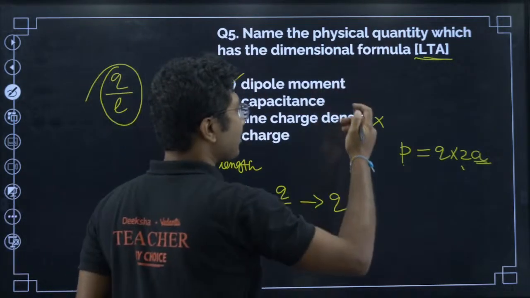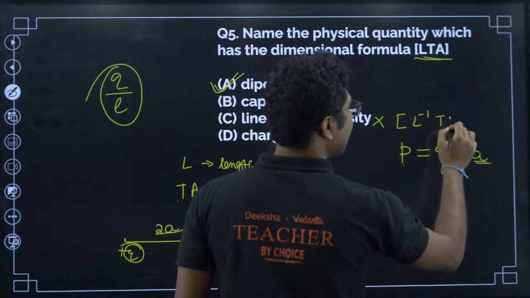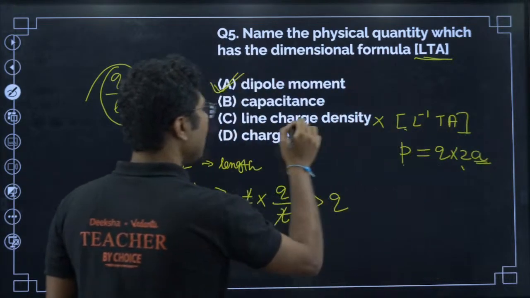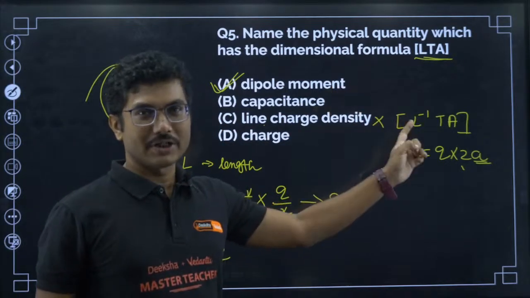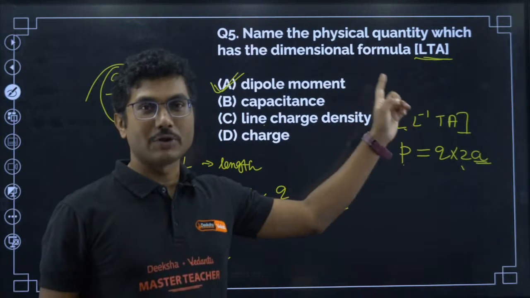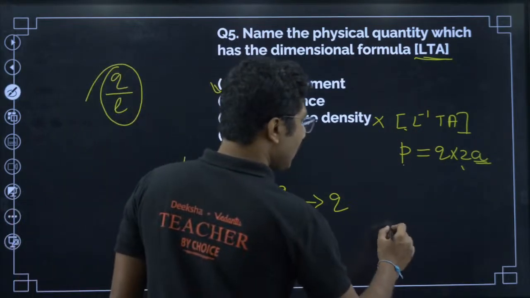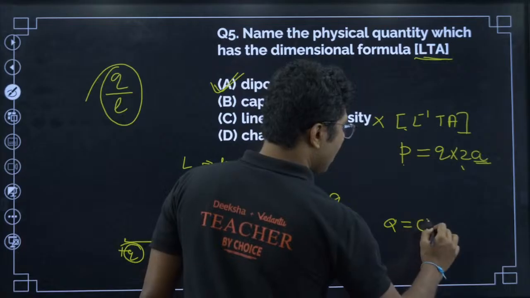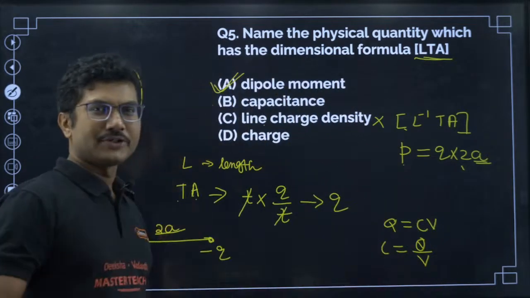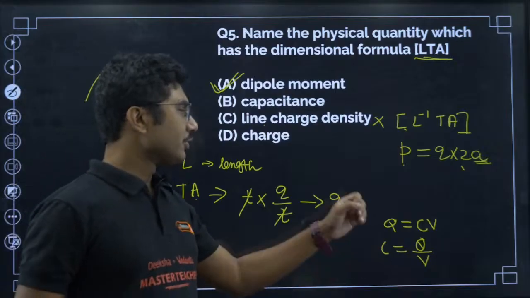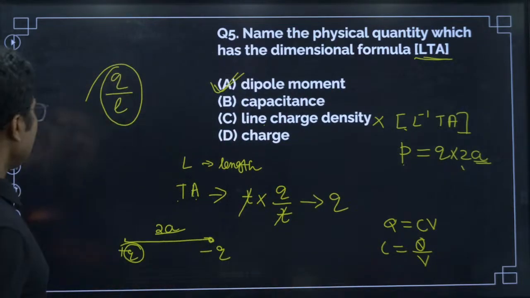If the same question was asked with the dimension L to the power of minus 1 T into A, then it would have been line charge density. L is in the division, that means L to the power of minus 1. Capacitance is Q equals CV or C equals Q by V, so the dimension is slightly more complicated than this. That is why this is not the answer. Now, let us move on to the next question.